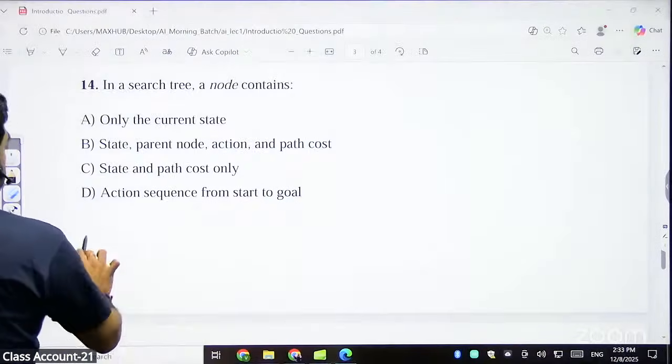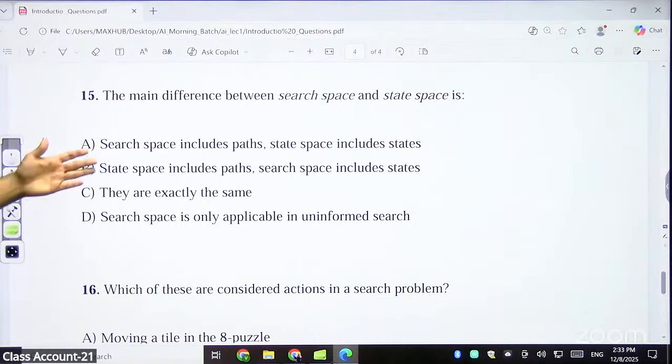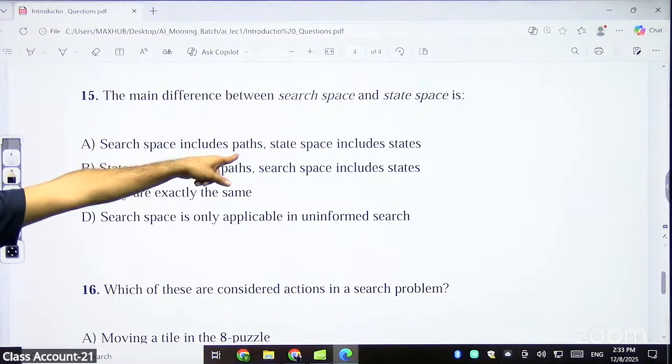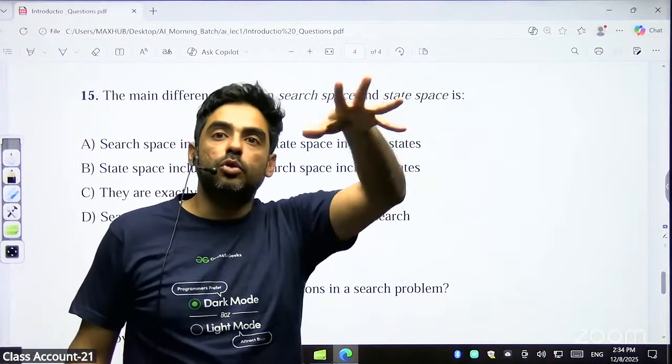Question number 15. What is the difference between search space and state space? Everyone, the difference between search space and state space. What is the difference between search space and state space? Question number 15. Okay, so search space includes only the possible paths, but state space includes all the possible solutions as well.